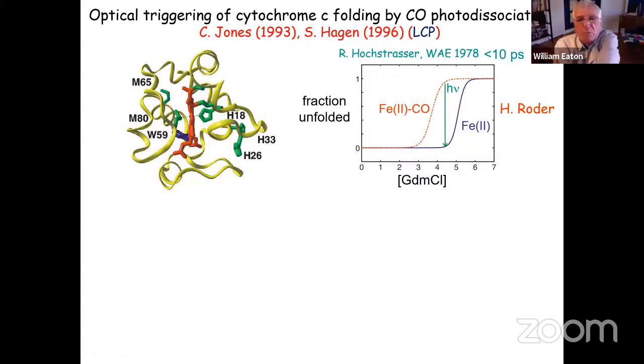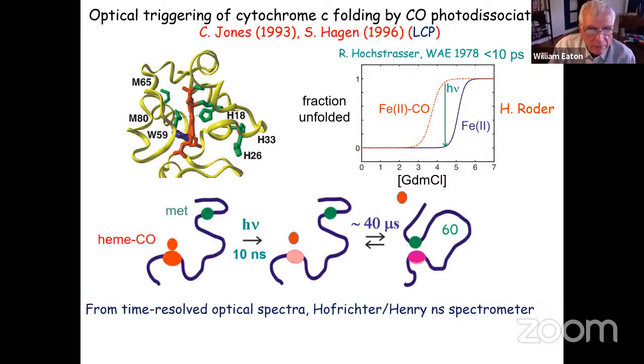And I knew from experiments in Robin Hochstrasser's lab, where we published a paper together on his picosecond spectrometer in 1978, that carbon monoxide photodissociates in less than 10 picoseconds. So in Heiner's experiment, we had time resolution to burn. The idea of the experiment is shown here in this schematic with the CO bound to the heme. We photodissociated it with a 10 nanosecond laser pulse.